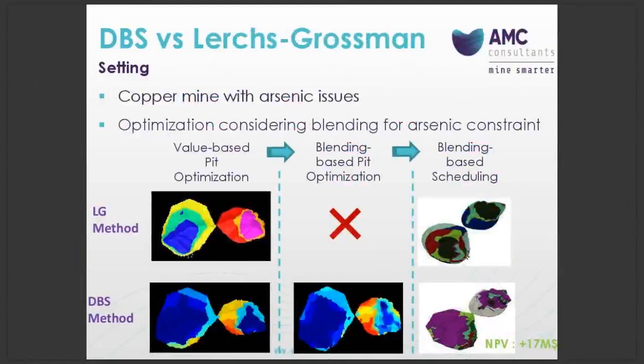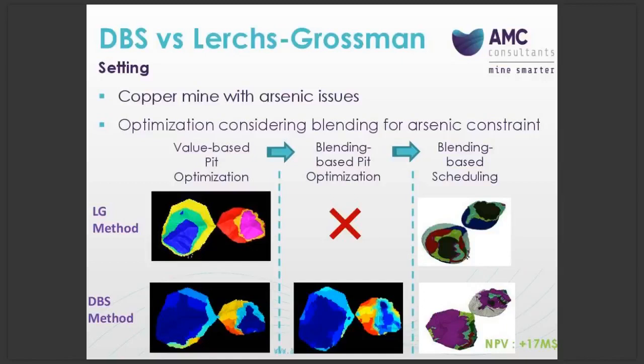And we can see that in the example of a copper mine with a high arsenic content. Because of that high arsenic content, the ore had to be blended to meet grade specifications. So I'll describe the two methods: the more typical Lerchs-Grossmann based method, with the graph shown at the top, and a method following direct block scheduling, or DBS, with the graph shown at the bottom.